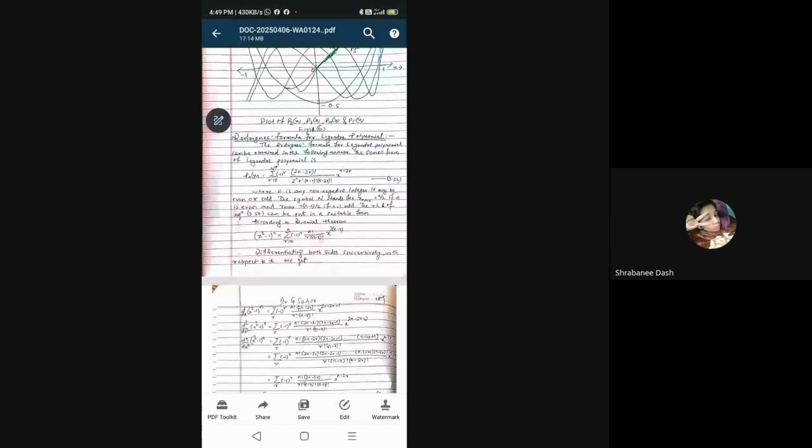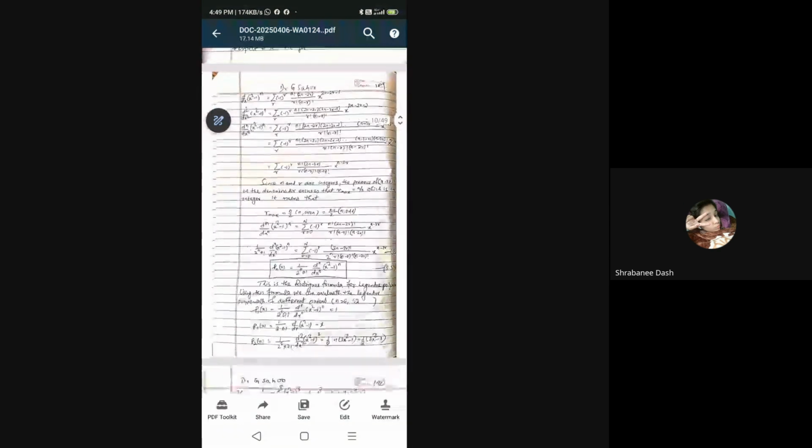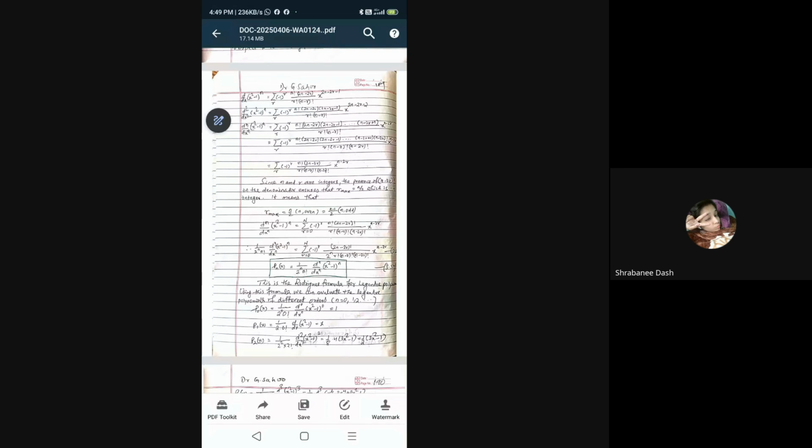Rodrigues formula for Legendre polynomial. The Rodrigues formula for Legendre polynomial can be obtained from a series form. Your Pn(x) is equal to summation r equal to 0 to n by 2 of minus 1 to the power r multiplied by (2n minus 2r) factorial by 2 to the power n into r factorial into (n minus r) factorial into (n minus 2r) factorial, all multiplied by x to the power n minus 2r. And the Rodrigues formula will be Pn is equal to 1 by 2 to the power n into n factorial, d to the power n of (x square minus 1) to the power n by dx to the power n.